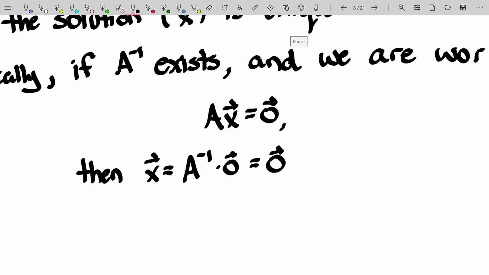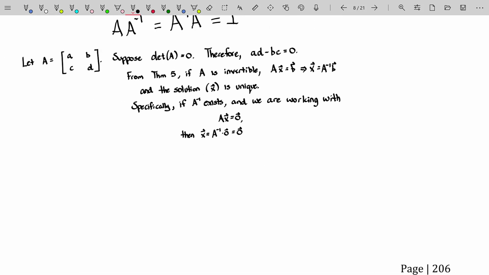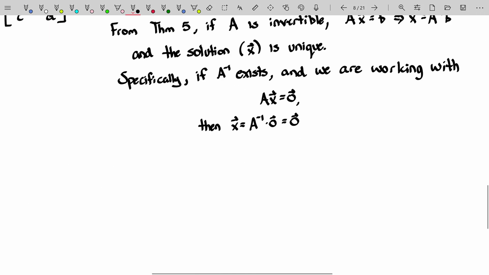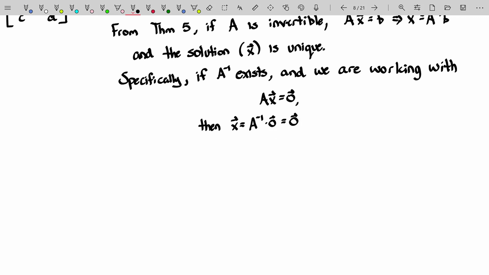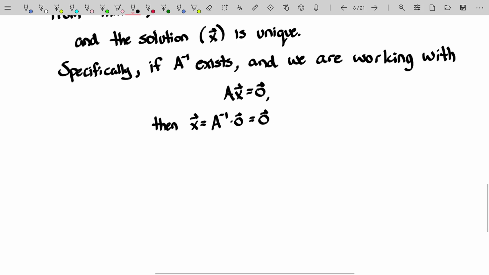Remember, the solution should be unique if A is invertible. And that's how I'm going to show, or actually how to prove, the second half of this theorem. So let's go ahead and actually build a homogeneous equation. Again, if A is invertible, that homogeneous equation will only have the trivial solution, 0. So let's go ahead and see what happens.